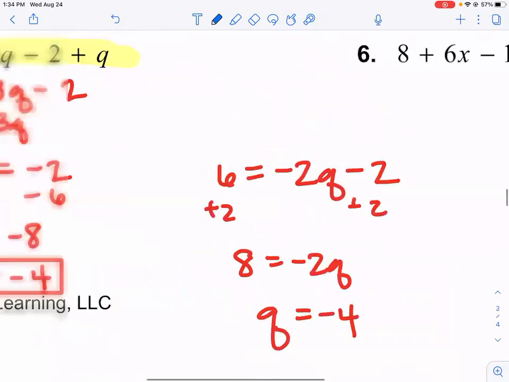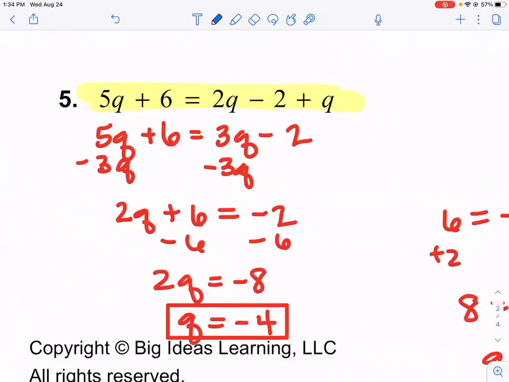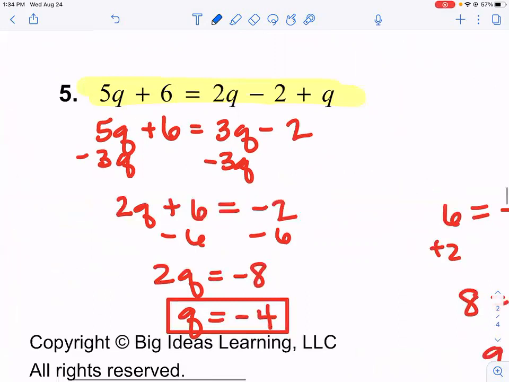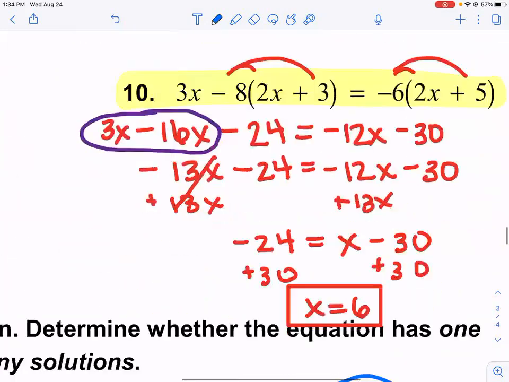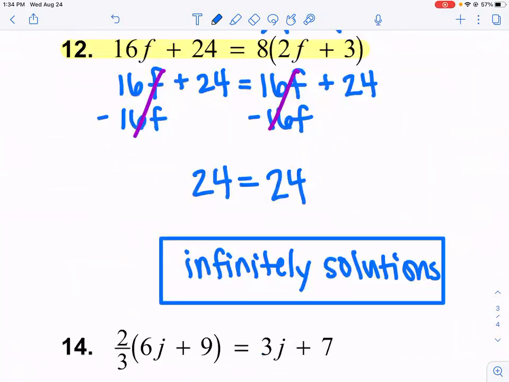So you know how up here we got Q equals -4. And if we plug -4 in for Q, it works. But if we were going to plug in 5 for Q, it would not work. If we were to plug in 17 for Q, it would not work. The only number that works when we plug it back in is -4. Now, when we get this situation of infinitely many solutions, I could plug in any real number for F in this case, and I would get a true statement.